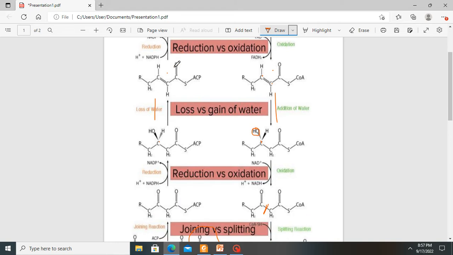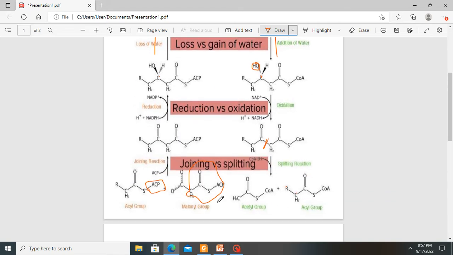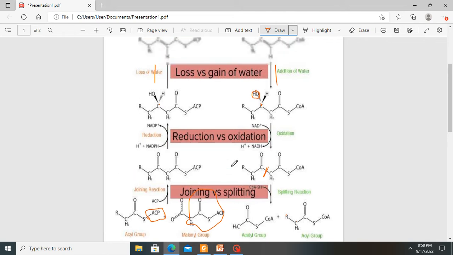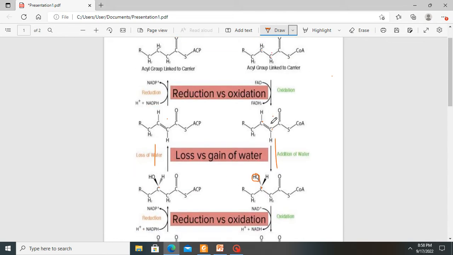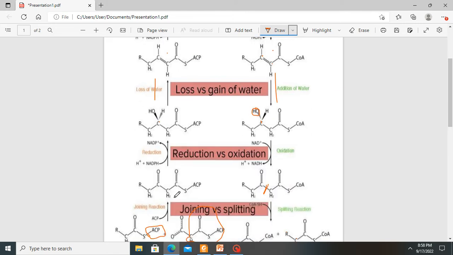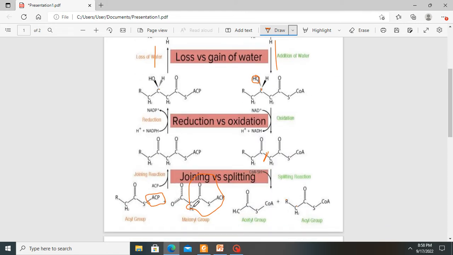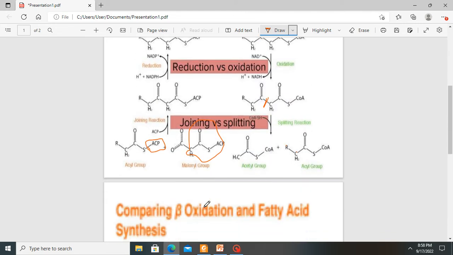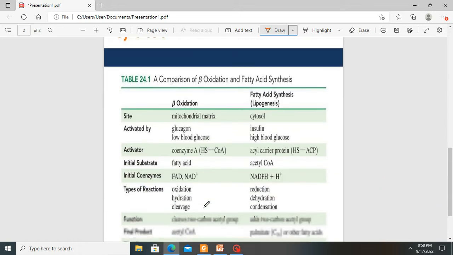Let's look at some differences that exist between them. Here the carrier protein that carries the molecule is called the ACP, the acyl carrier protein. The acyl carrier protein does the carrying of the acyl complex of the acetyl-CoA and the growing fatty acid chain. Whereas in beta oxidation, the CoA enzyme does the carrying. Let's compare them and see the differences and similarities that exist between them.